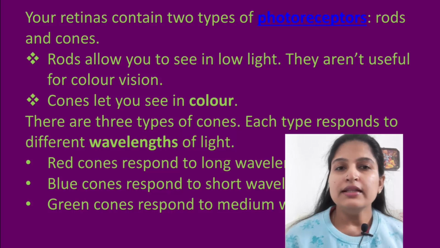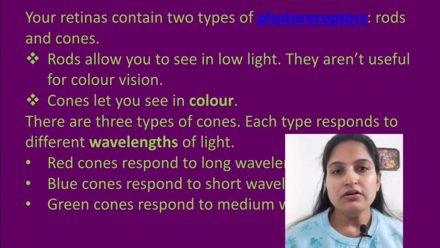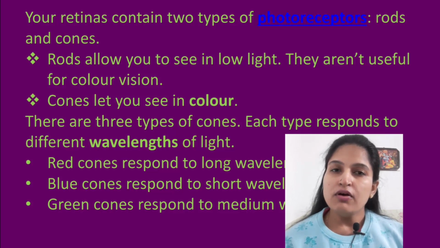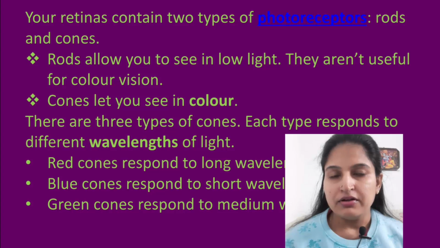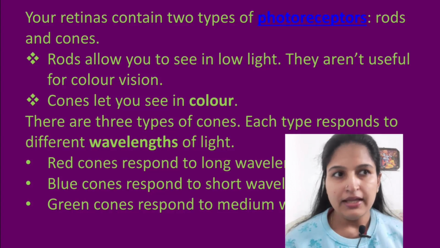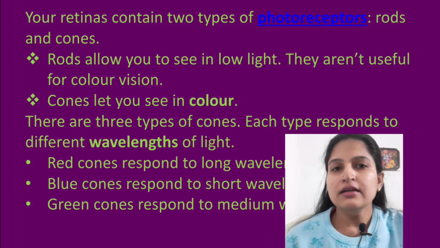Okay, so in the retina there are two kinds of photoreceptors in the eye. One is known as rods and the other is cones. Cones are responsible for colored vision, or you can say cones are sensitive to bright light. While the rods are sensitive to dim light vision. So the rods allow you to see in low light. They aren't useful for color vision, and cones let you see in color.